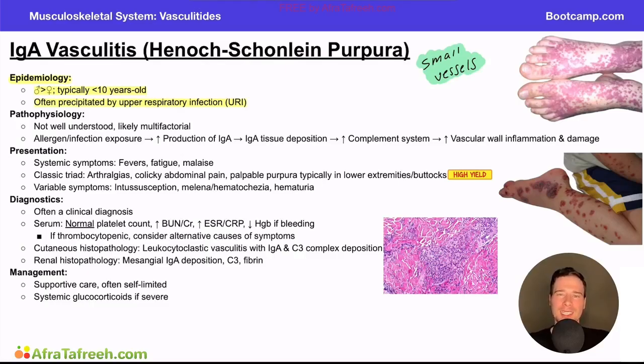That's an important test-taking strategy for us to have on exam day. Now, the upper respiratory infection, right? Kids get upper respiratory infections all the time, but group A strep is the most common cause that would lead to the upper respiratory infection that could then trigger the patient to have IgA vasculitis.